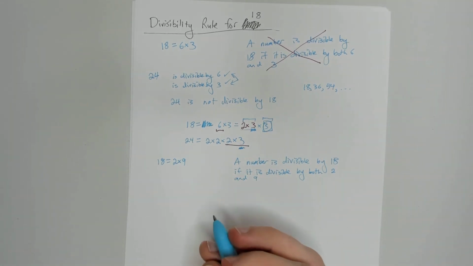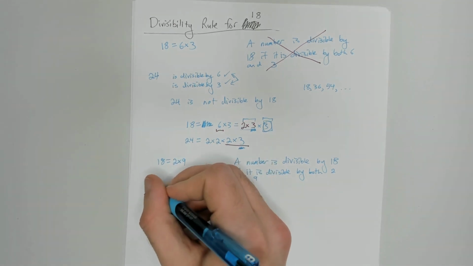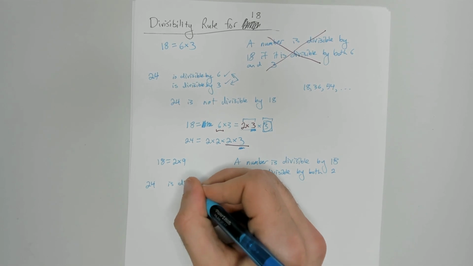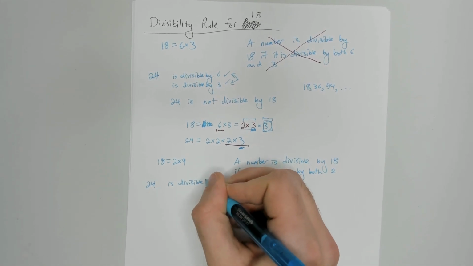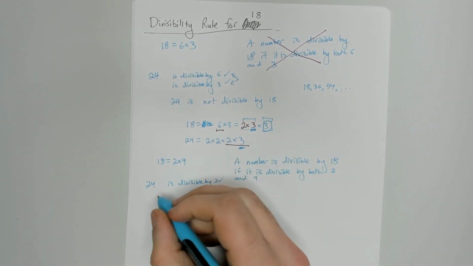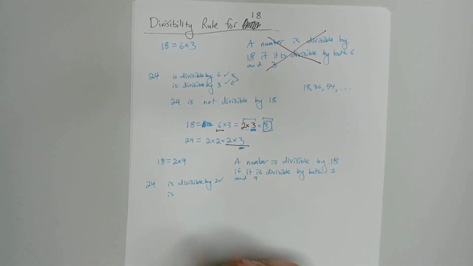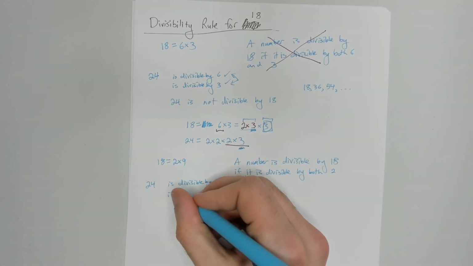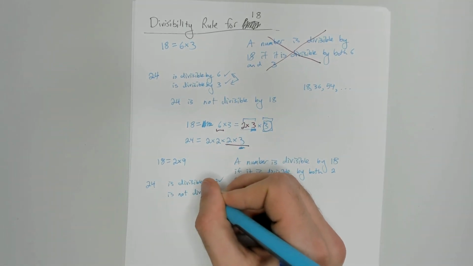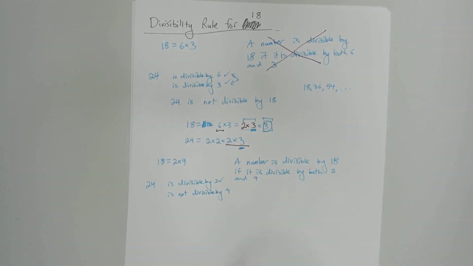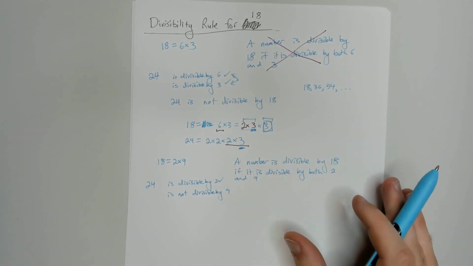So now we can actually test if 24 is divisible by 18. Well, 24 is divisible by 2 because it's even. But it is not divisible by 9. If we add up the digits, we get 6, not a multiple of 9. And if we count by 9s, we have 9, 18, 27. We skip over 24, right? So it is not divisible by 9. So it's not divisible by 18, which is what we expected. That's what we wanted. So we say that this rule works for 24.